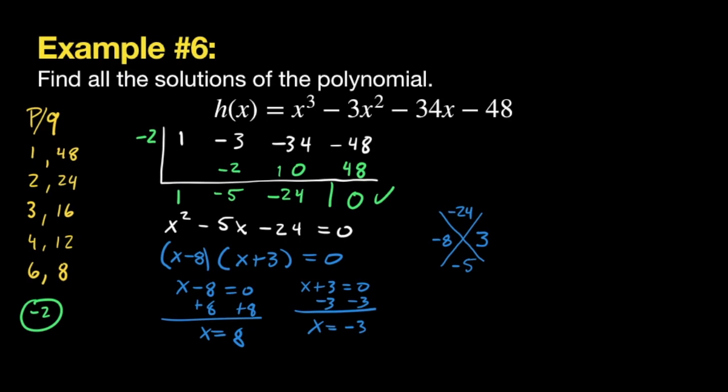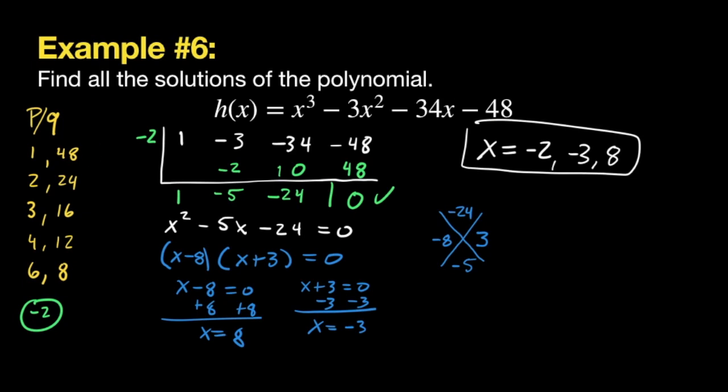So the answer to this problem is going to be x is equal to negative 2, the first one that we got from synthetic division. Then we have negative 3 and 8. This makes it easier so you don't have to keep testing numbers to see which one works, because in this case we had a large group of numbers that we could test, but once you have 3 terms, you can just use a different approach.